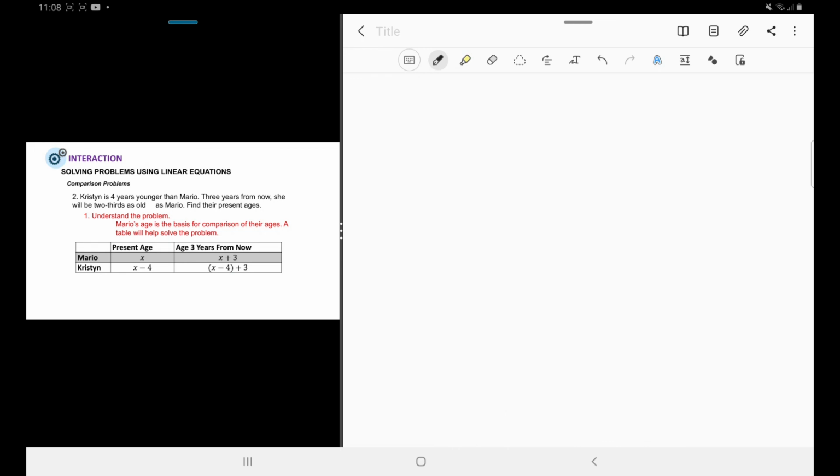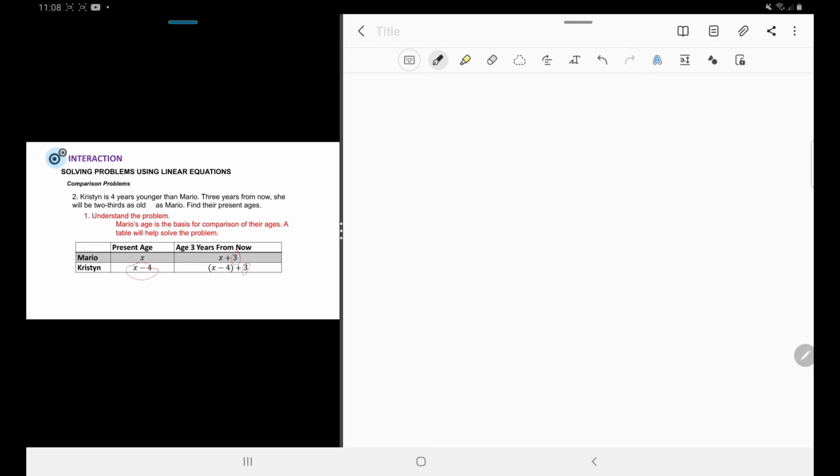Next example. Christine is 4 years younger than Mario. 3 years from now, she will be 2/3 as old as Mario. Find their present ages. So, if we let x be the age of Mario, then Christine's age will be represented by x minus 4, because it says here that Christine is 4 years younger than Mario. And also, their ages 3 years from now should be plus 3 of their present age.